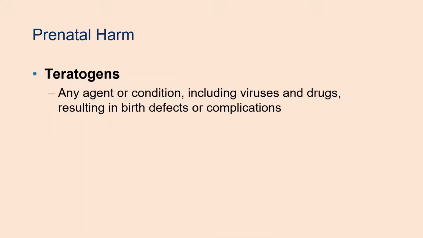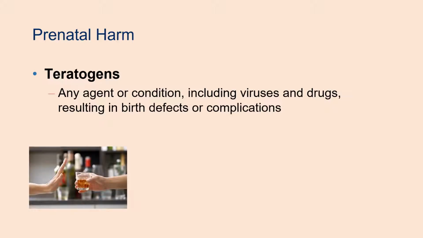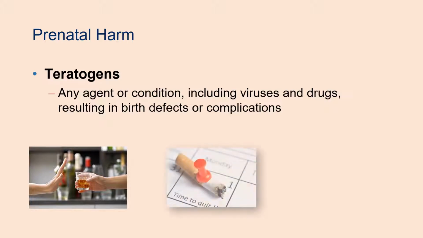Prenatal harm can be the result of teratogens, any agent or condition, including viruses and drugs, resulting in birth defects or complications. The following are examples of common teratogens and the defects they can cause. Alcohol is one of the most commonly recognized teratogens. Alcohol damages brain cells, which can lead to intellectual disability in many children who were exposed while in the womb. It can also lead to abnormalities in face and head size, as well as generally slow growth, and cause abnormalities in the rest of the body.